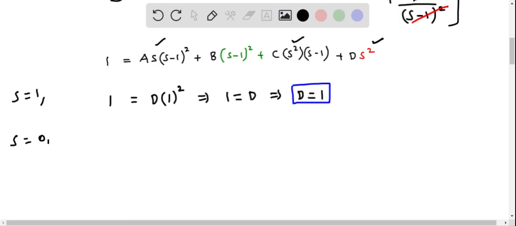So 0 squared times d is 0, and we'll be having only this term which has b constant. So on the left side we will have only 1, and b times of this is 0 minus 1 quantity squared. So this implies 1 equal to 0 minus 1 is negative 1, and negative 1 quantity squared is just 1, so b times 1 is b. So we found the value of b equals 1.